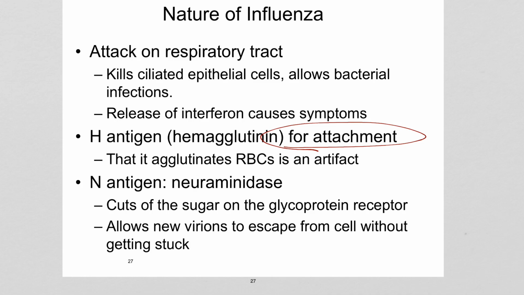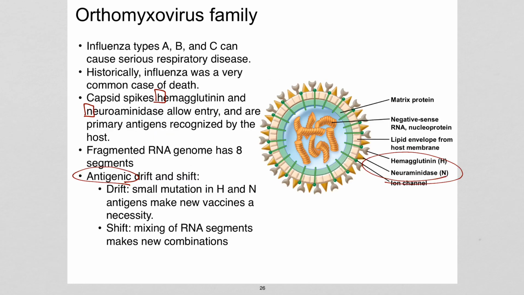Neuraminidase is an enzyme that we're not going to go into a lot of details, but in order for the virus to escape its host cell, it needs that enzyme to cut a protein that it's attached to. And so don't worry about the details of that. Just know these are the two antigens that we use to name different strains of influenza.